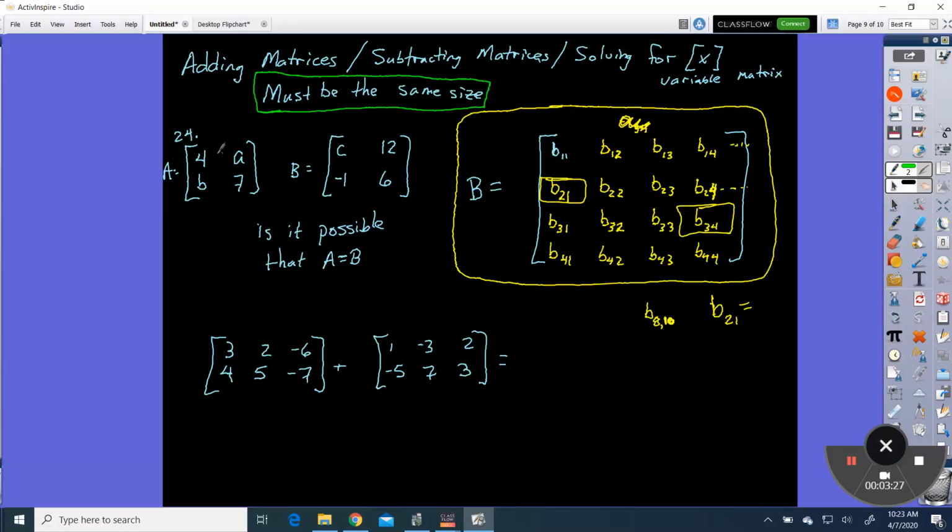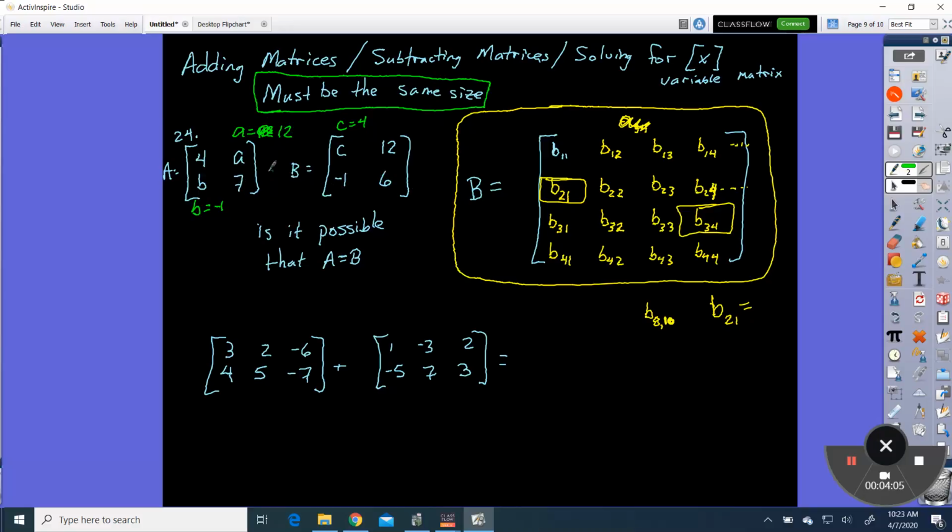Okay, so now the first thing is, if I have two matrices, A and B, this is question number 24. I don't remember if you have to do it or not, but it's there anyways. Is it possible that A is equal to B? So I look and I say, well, it is possible. Like right now we have 4 and C. If C were equal to 4, that would be all right. Remember, these are equal, so that means everything has to be the same. If A were equal to 12, that would be okay. If B were equal to -1, that would be good. But there's no way that 7 is equal to 6.